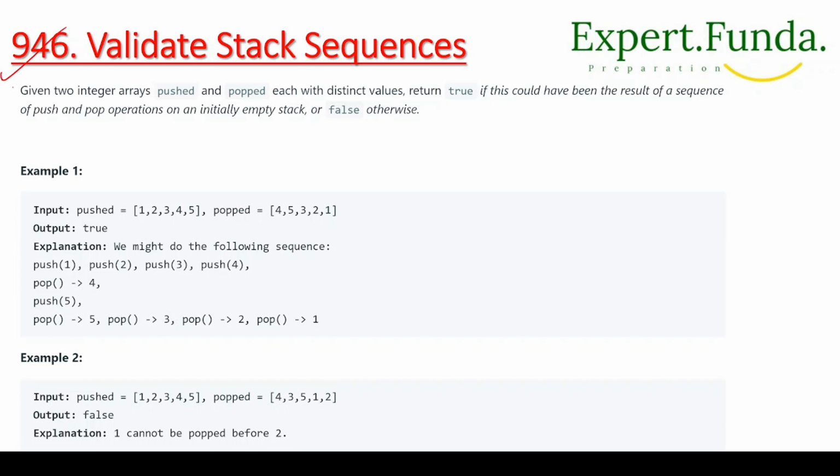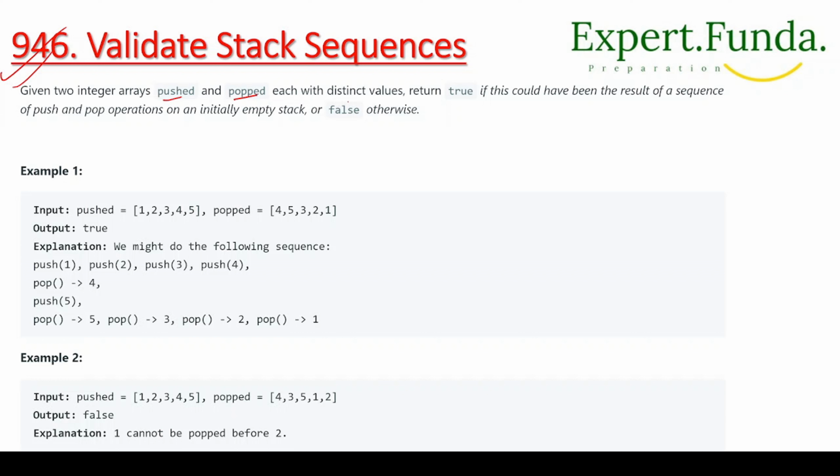So the question we have is 946. We have to validate the stack sequences. We are given a sequence of a stack, in which we have two arrays, push and pop, with distinct values in both push and pop, which means values are unique in the array elements.